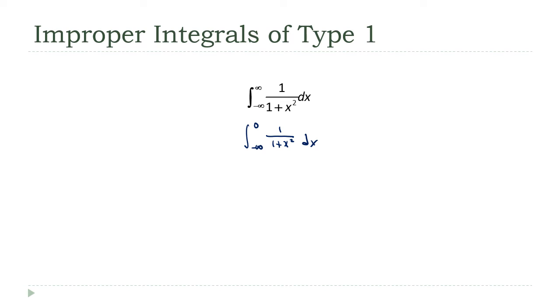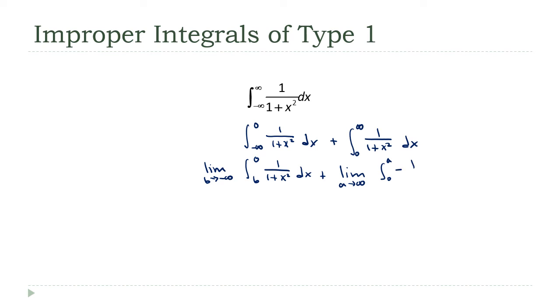Well, no, let's do it this way. Plus the integral from 0 to infinity of 1 over 1 plus x squared dx. Now I'll replace these with limits. This is the limit as b approaches negative infinity of the integral from b to 0 of 1 over 1 plus x squared dx. Plus, you really need to pick another variable here, so we'll make this the limit as a approaches positive infinity of the integral from 0 to a of 1 over 1 plus x squared dx.